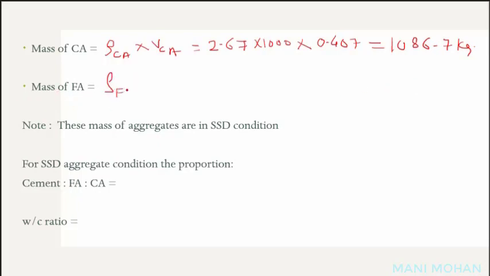What will be your mass of fine aggregate? Density of fine aggregate into volume of fine aggregate. The density of fine aggregate which we noted is 2.62 into 1000. That is, specific gravity of fine aggregate into 1000 will give me the density of fine aggregate into the volume of fine aggregate. The volume of fine aggregate which we computed is 0.283.